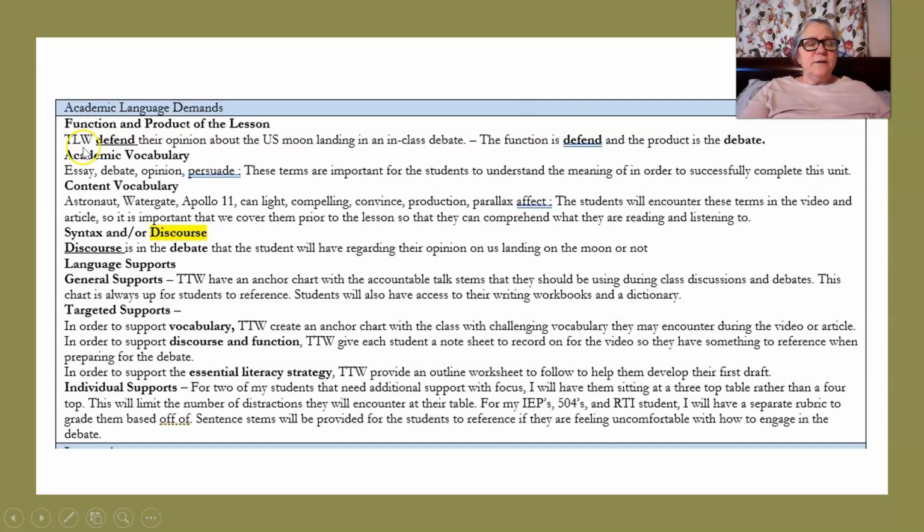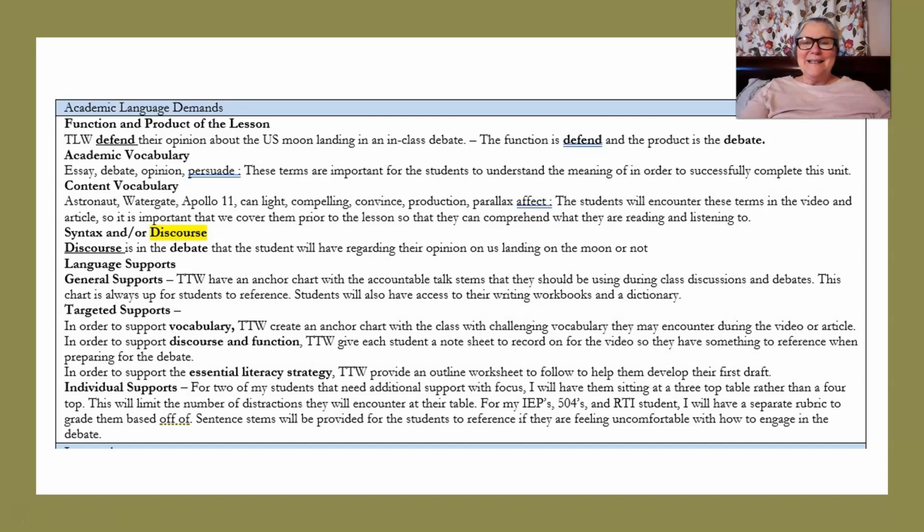Okay. The learner will defend their opinion. The function is defend. The product is debate. Okay. Discourse is a debate. The students will debate regarding their opinion. Good. General supports. Description of those. Targeted support. Use the sentence structure in order to support vocabulary, in order to support discourse. Good. She's added in essential literacy strategy.